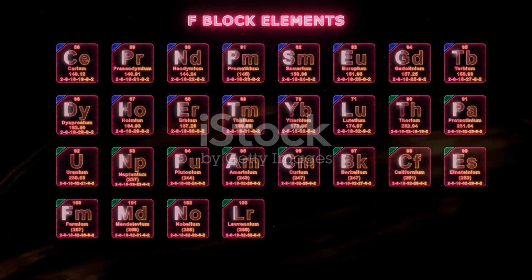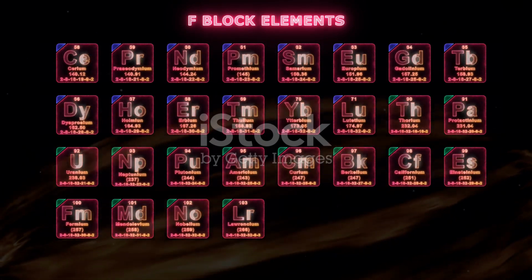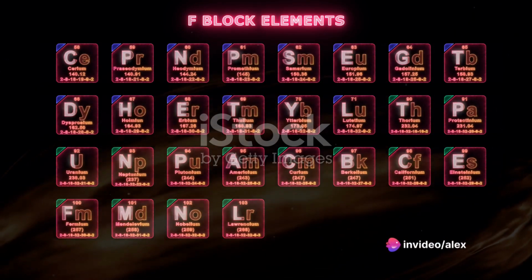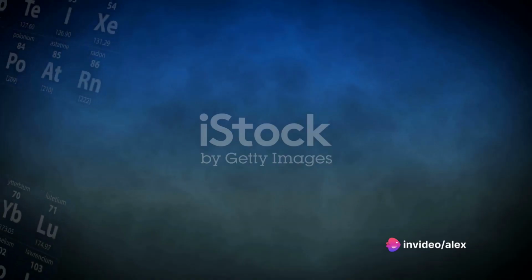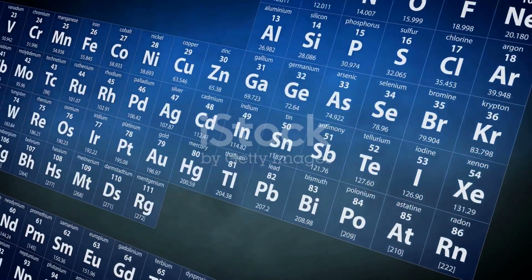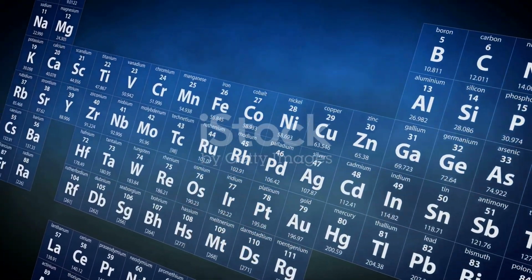On the other hand, the groups, or vertical columns, are where things get really interesting. Elements in the same group share similar chemical properties, because they have the same number of electrons in their outermost shell. This is why, for instance, all the noble gases are in the same group. They're all quite happy with their electron arrangement and generally don't react with other elements.